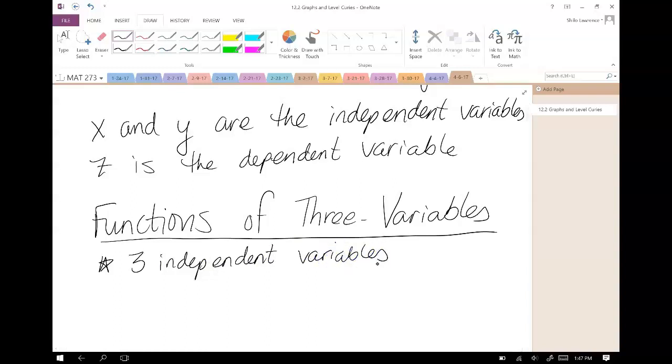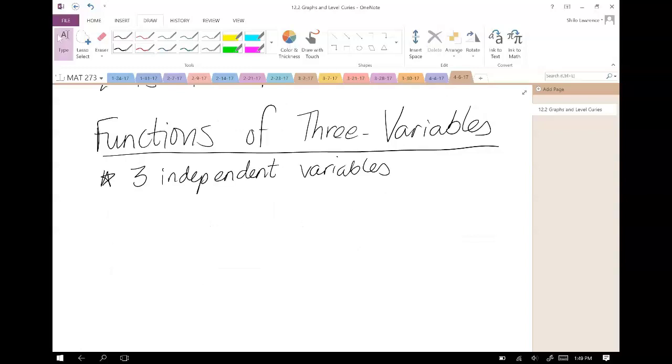So that terminology is telling us how many independent variables, not how many total variables we see, but how many independent variables. So these guys, with three independent variables, you're typically going to see x, y, and z as the independent variables. We need a fourth variable to represent the dependent variable, and you're usually going to see w as that fourth dependent variable. So we might see w equals x squared plus y squared plus z squared. It's got four variables in the equation.